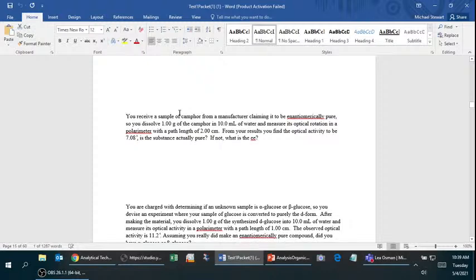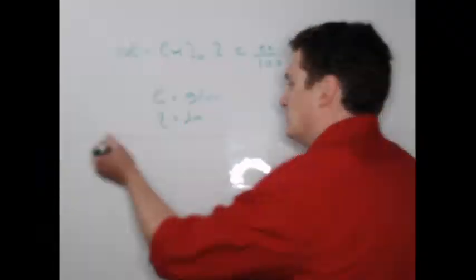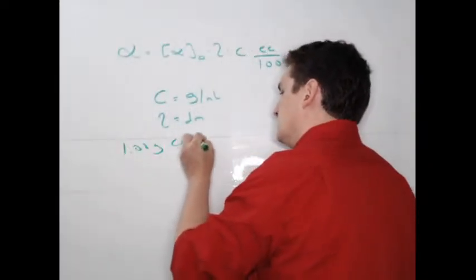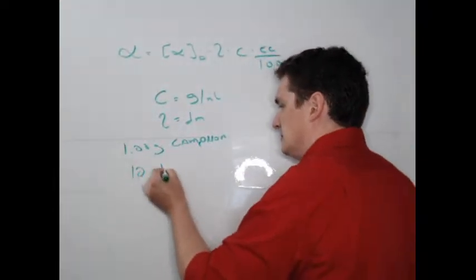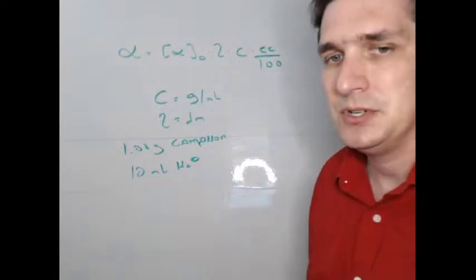But let's say you receive a sample of camphor from a manufacturer claiming to be naturally pure, and you dissolve 1 gram of camphor in 10 mL of water. It measures optical activity in a polarimeter with a path length of 2 centimeters. From your results, you see the optical activity is 7.08. Is the substance actually pure? If not, what is the EE? I think the 2 centimeters here is actually supposed to be 2 decimeters, but we'll work it out. So you get 1 gram of camphor in 10 mLs of water.